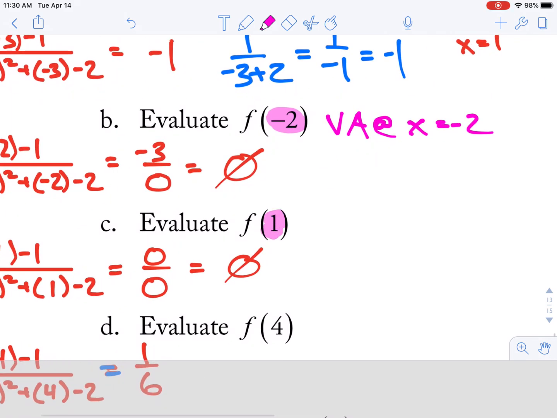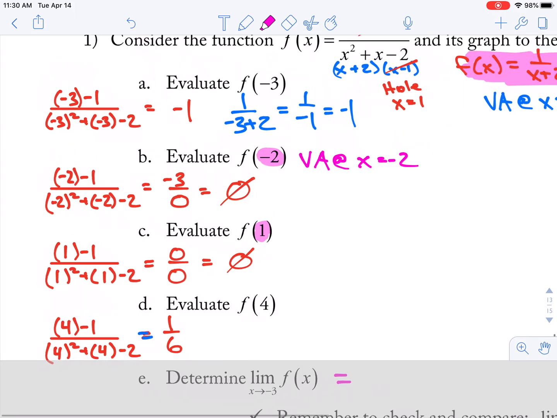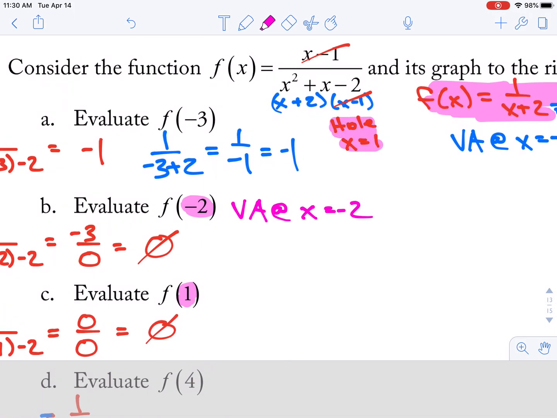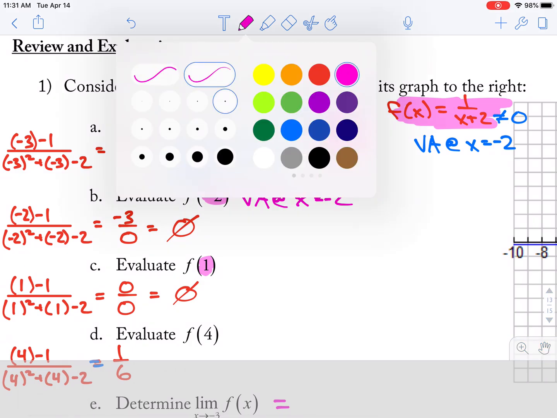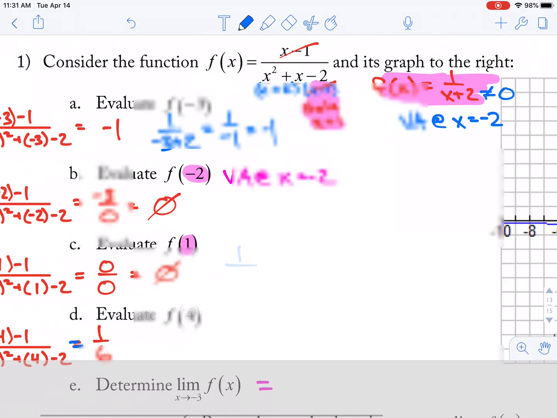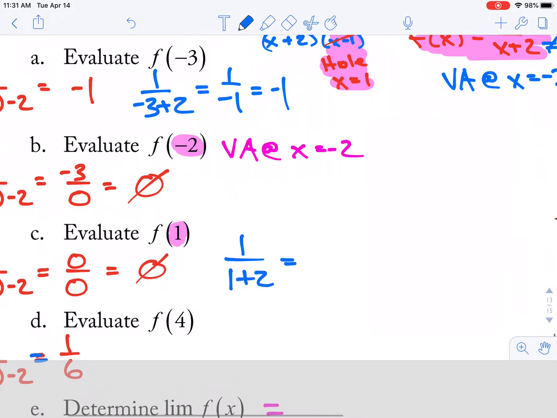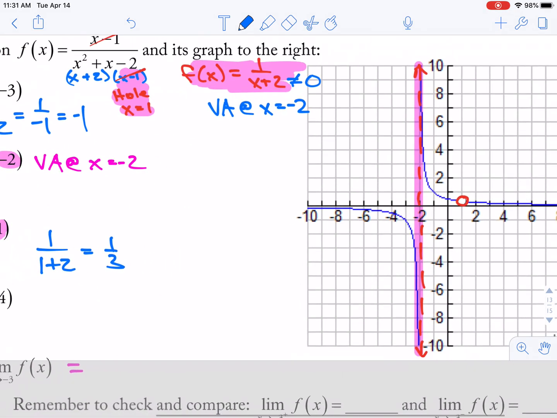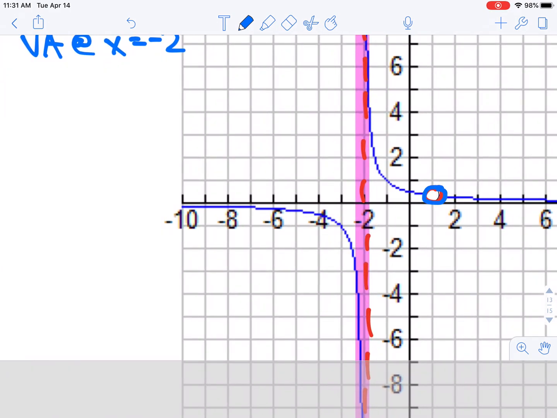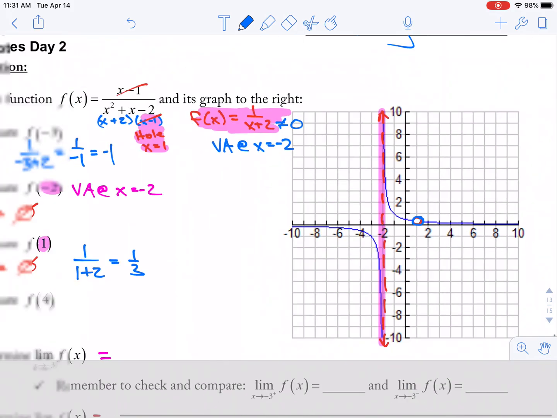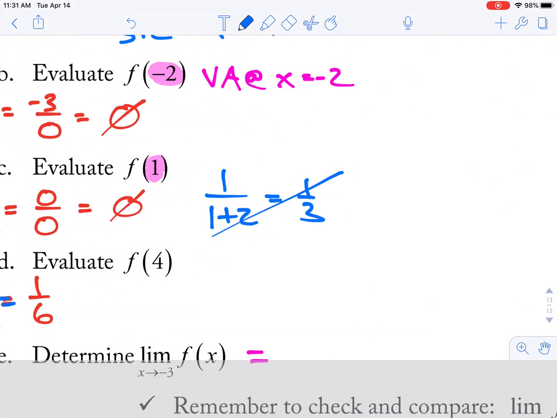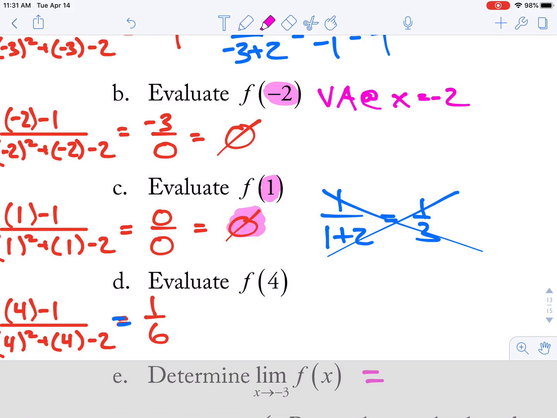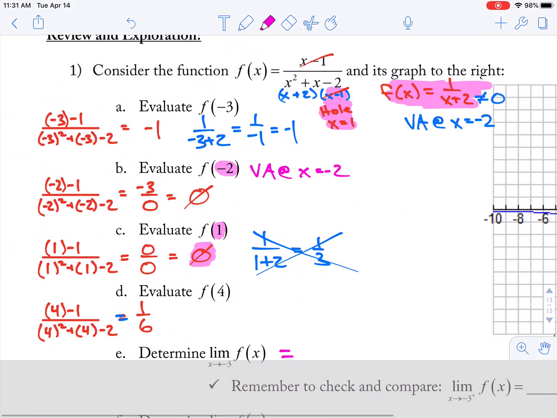However, if we try that for 1, if we plug 1 into the original, we're going to get it undefined. But 1 is where the hole happened. If we plugged 1 into the reduced version, we get 1/3. And if you look at the graph, that's approximately where it is, the point 1 and 1/3. That is not the evaluated function, so this is not the answer. The answer here is undefined, because you don't have a point there, since x cannot equal 1. But we'll come back to that later. The limit would be at that 1/3.